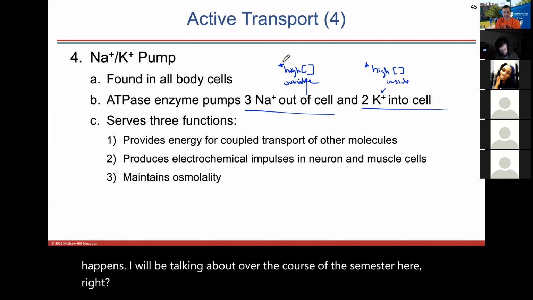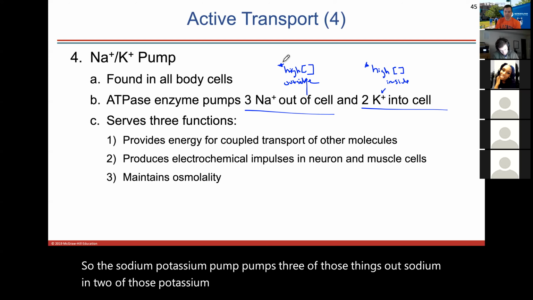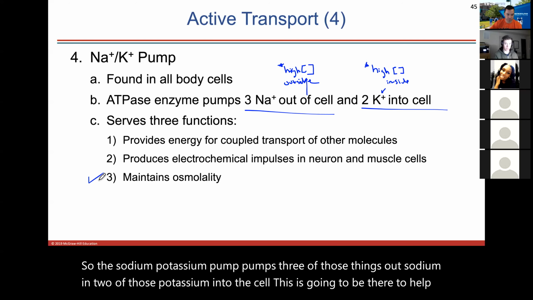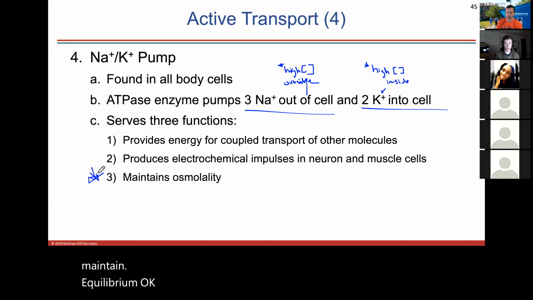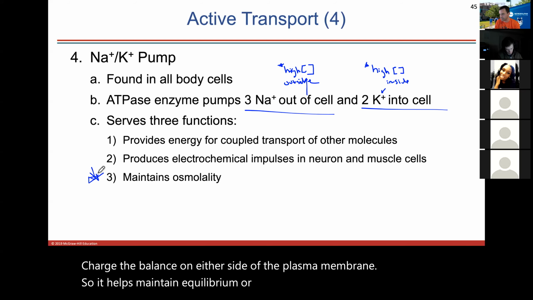So this sodium potassium pump pumps 3 sodiums out and 2 potassiums into the cell. This is going to be there to help maintain equilibrium, okay? It helps maintain the charge, the balance on either side of the plasma membrane. So it helps maintain equilibrium, or resting membrane potential. That's all C2 and 3 are saying right there.